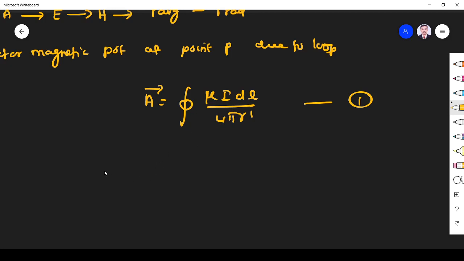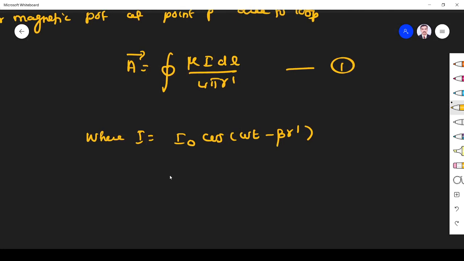Where, what is the I value? We know I is equal to I naught cos(omega t minus beta r dash). So in phasor form I can write it as the real part of I naught e power j(omega t minus beta r dash). The real part of e power j is cos(omega t minus beta r dash) only. So in that way we are writing.